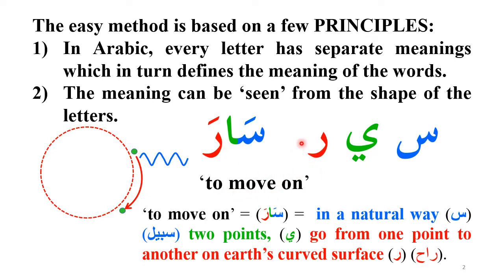As I'm saying, the meaning can be seen in the shape of these letters, and each of these letters has a meaning. Here, Sin means to go somewhere, to move on, right? To go somewhere, like a wave. You can see the wave, and the Ya is the 2 points of a Ra. Ra means a raqm, or a number, from the starting point to the ending point, and it is curved, as you can see, because it is showing the movement on a curved surface, such as the surface of the planet Earth.